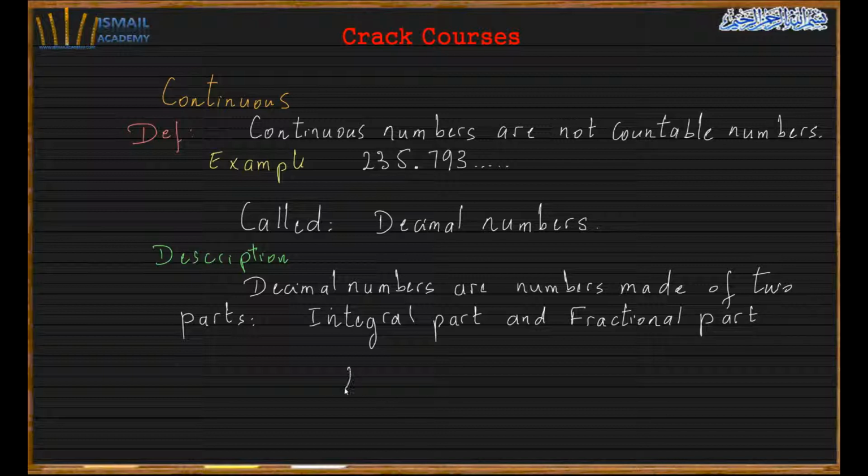So let's pick the same example. The first part, which is on the left side of the dot, is the integral part. And the side which is on the right side of the dot is called the fractional part. And the dot is called the decimal dot.